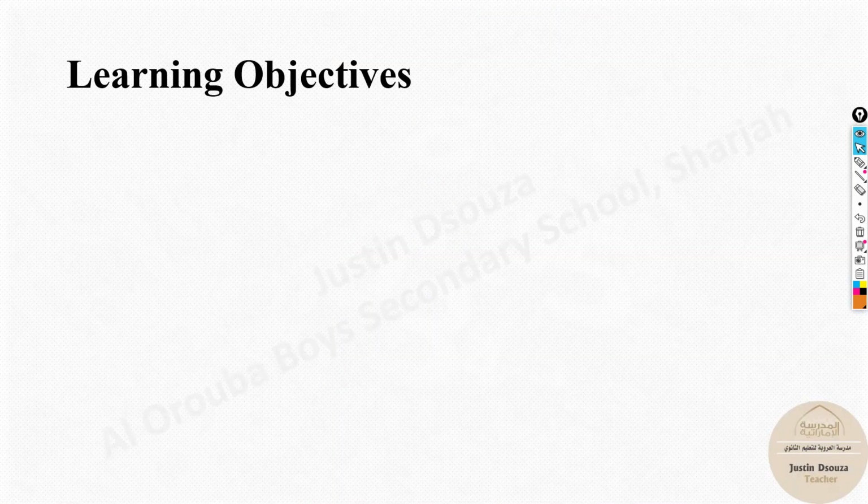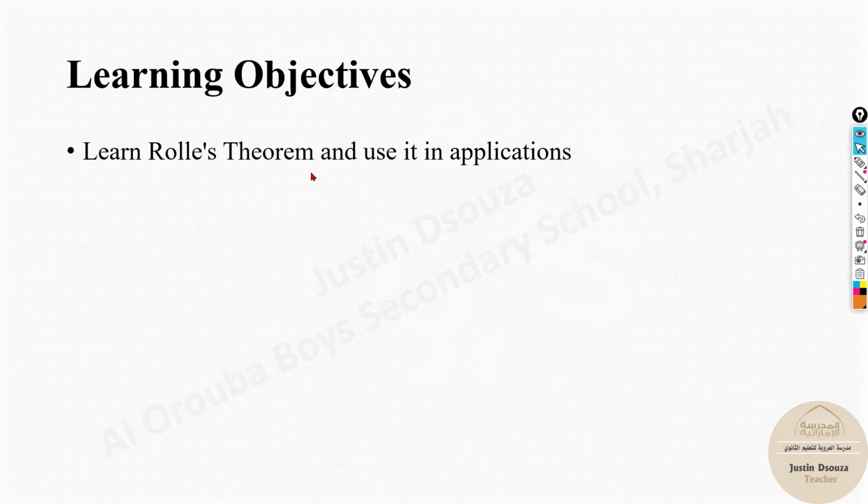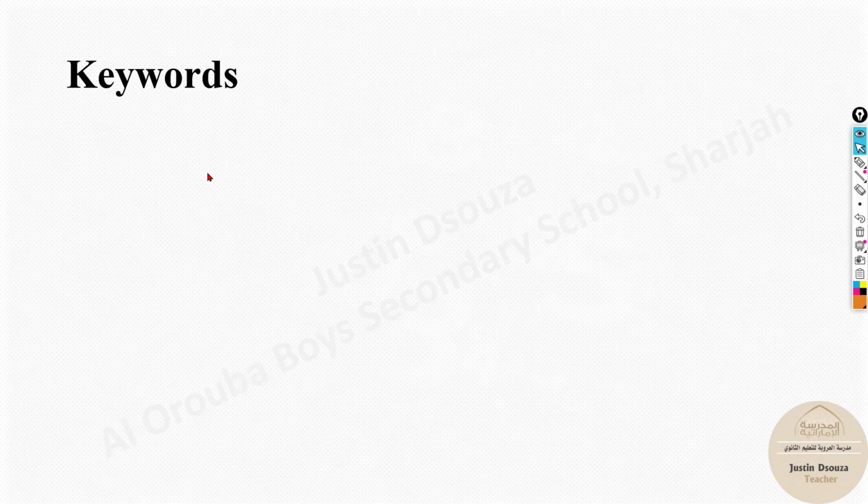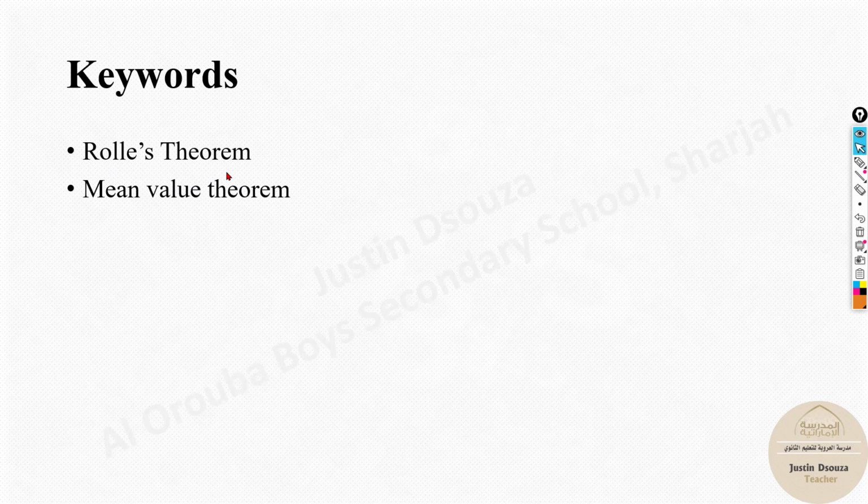The objectives: there are mainly two objectives, Rolle's theorem and the mean value theorem. The keywords would be Rolle's theorem and the mean value theorem. So we will look into Rolle's theorem first. This is not there for your term exam, but still this is important, because after this, the mean value theorem can be said to be a modification of this.